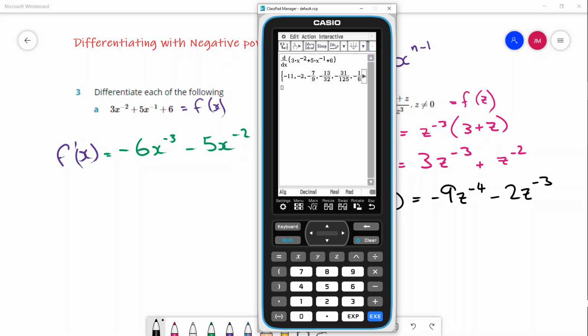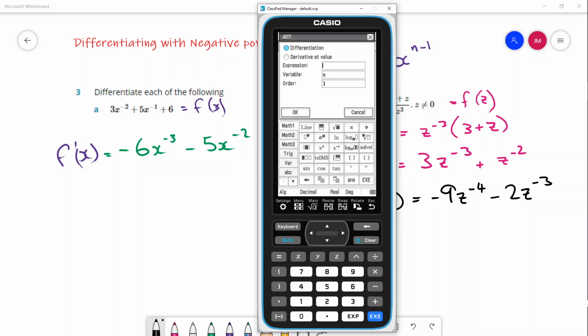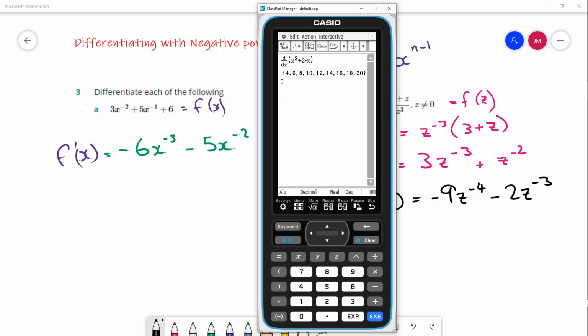Uh-oh, what have I done there? Let's try that again. Let's go interactive calculation differentiation. Alright, and then let's try our original one that we started with. So that was x squared. See if this works. X squared plus 2x. Okay. No, that's giving me something weird too. Why is it doing that? There we go. Okay. So 2x plus 2, which we know.